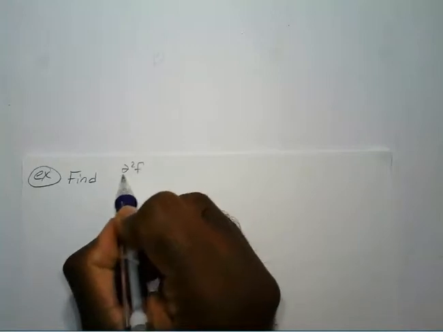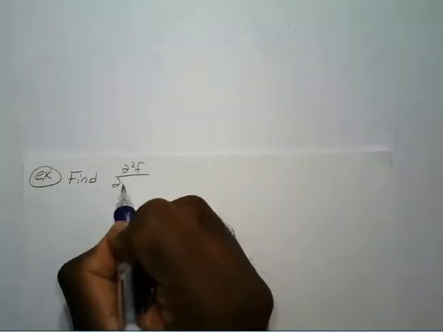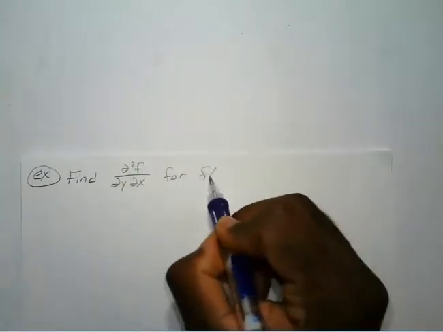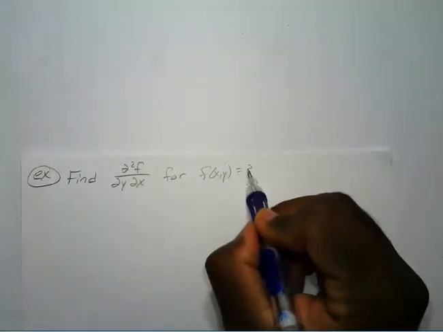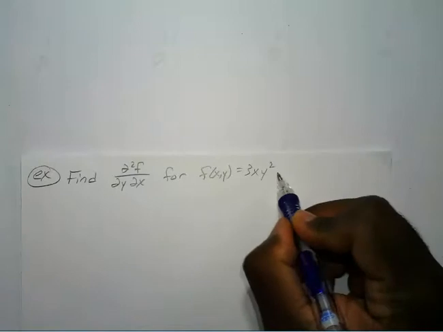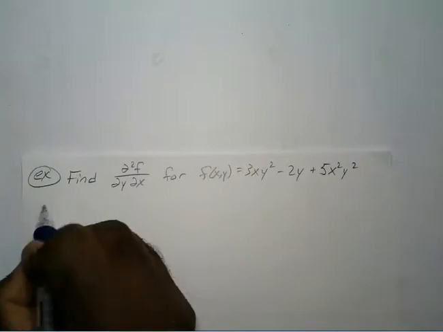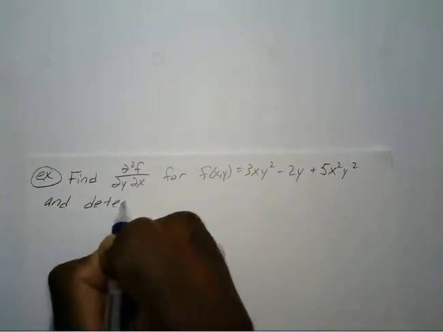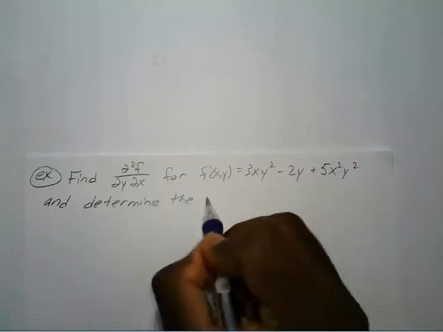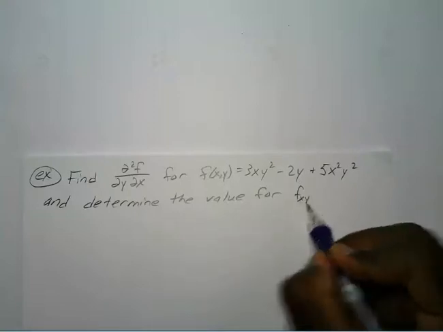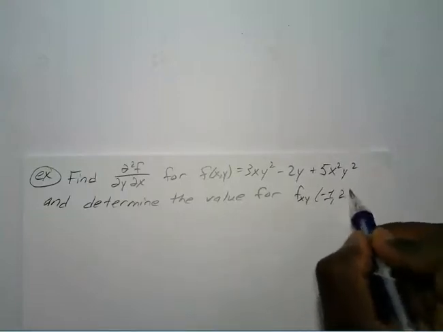All right, so for example here, what if we wanted to find the second partial derivative of f with respect to x then y, where f of xy is equal to 3xy squared minus 2y plus 5x squared y squared, and determine the value for the partial with respect to x then y at negative 1, 2.